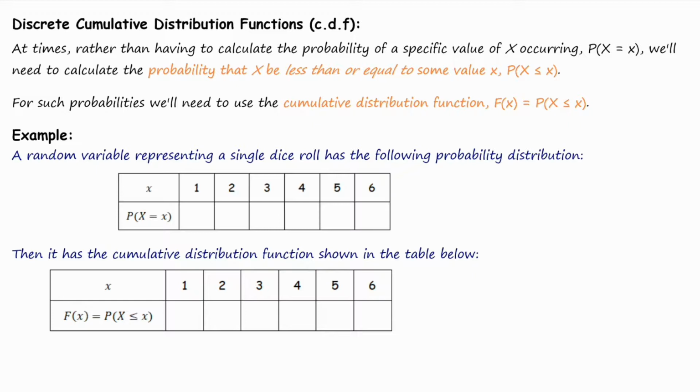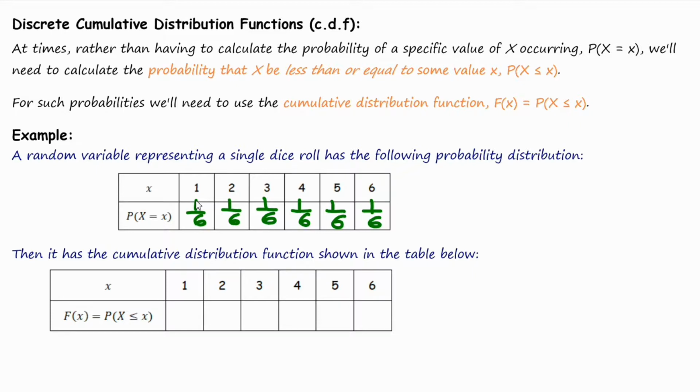So here's an example to help you gain a deep understanding on this. A random variable representing a single dice roll has the following probability distribution. So we have 1 over 6 as the probability distribution. Now the cumulative distribution function will look like this.